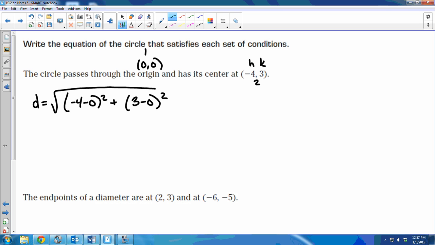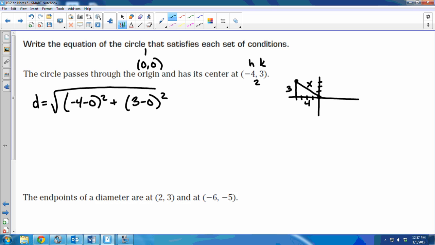This is one way of doing it. If you want to do it with a picture and the Pythagorean theorem, you can. You would have 1, 2, 3, 4, 1, 2, 3. So it would be this point and the origin, right? So you'd have to do this triangle. This would be 4, and this would be 3. You can try to find that. Both ways work.